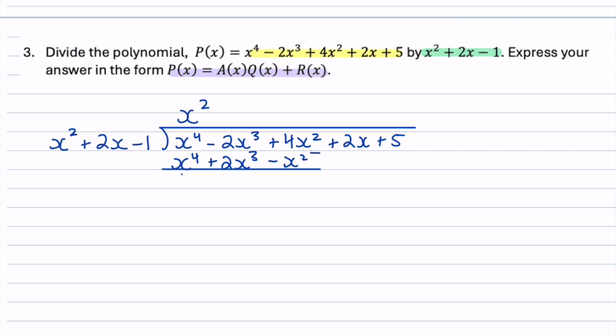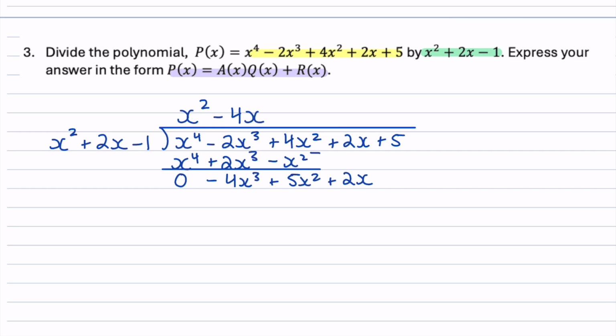So here I'm left with 0. I've got minus 2, so I have minus 4x cubed. 4 plus 1 will give me 5x squared, because remember these negatives make a positive. And then as per my previous examples, I'm going to bring the next term down in the polynomial, which is 2x. I'm then going to repeat this process again. So I have minus 4x cubed divided by x squared, which is minus 4x.